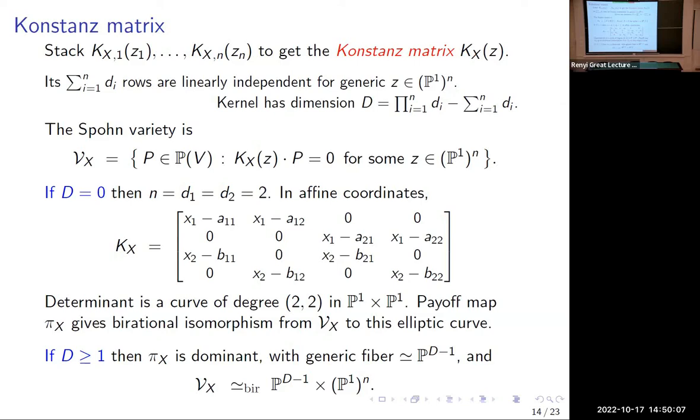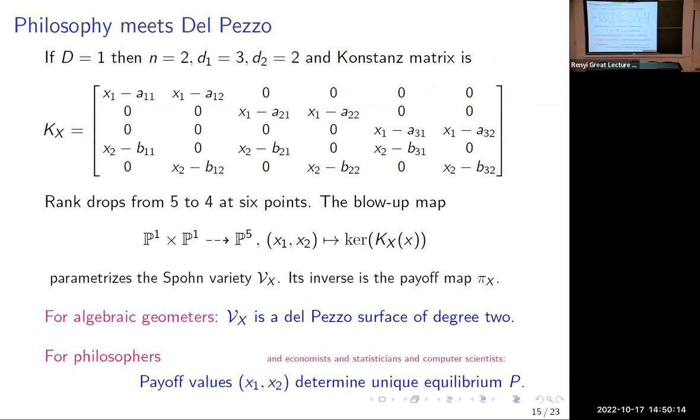Now this brings me to the second theorem and to combinatorial geometry. Right? But before I do that, let me do one more example. I call this philosophy meets Del Pezzo. So for example, this is a nice case. If D is 1, then if you have 2 integers where their product is bigger by 1 than their sum, they must be 3 and 2.